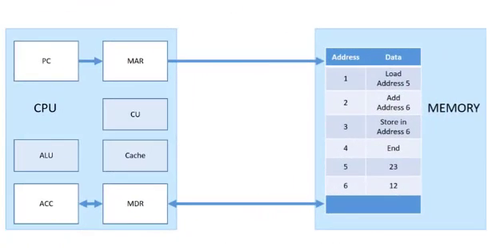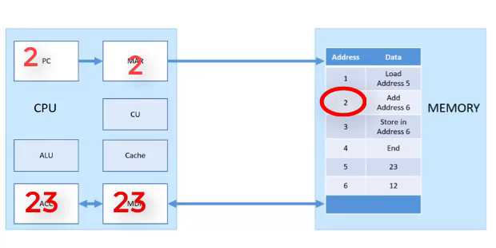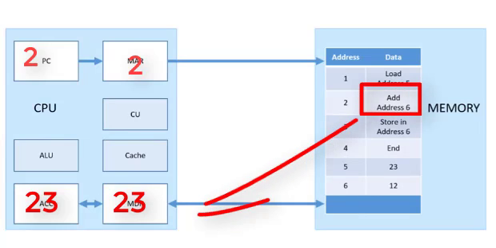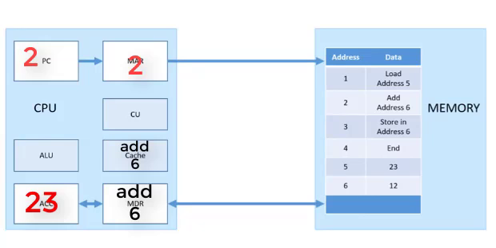Now the program counter is pointing to the address of the next instruction in the memory, in this case 2. So 2 is going to get passed into the memory address register and out to the memory, and we can fetch what is in address 2 down into the MDR. So this is add what is in address 6, a copy is stored in the cache, and we need to increment our program counter to 3.